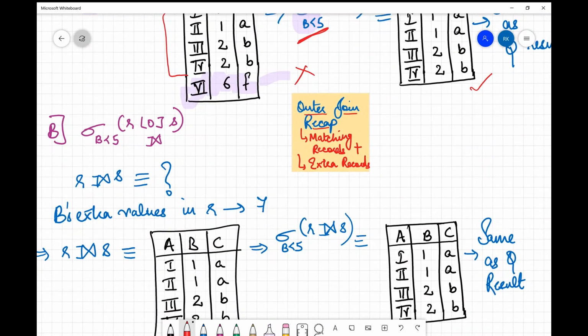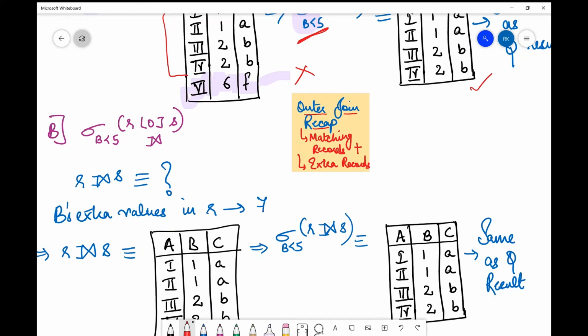So the next option says select b less than 5 from R left outer join S. So first of all, we have to obtain R left outer join S. Okay. Now let's take a quick outer join recap. Outer join basically comprises the matching records plus the extra records. But now which extra records? The extra records present on the left hand side schema or the right hand side schema.